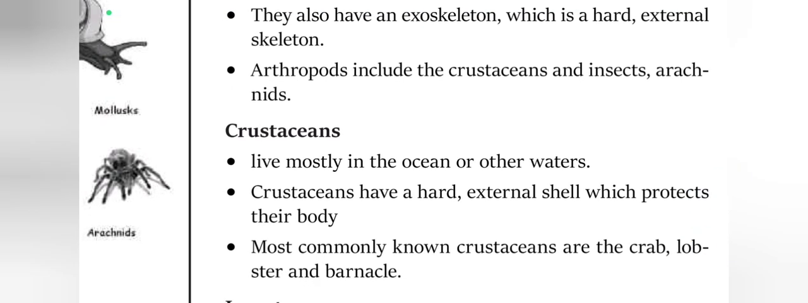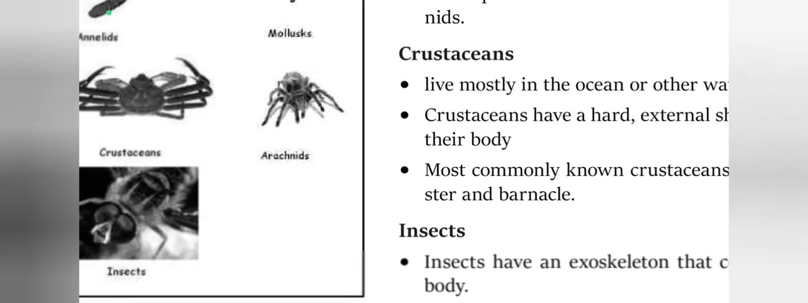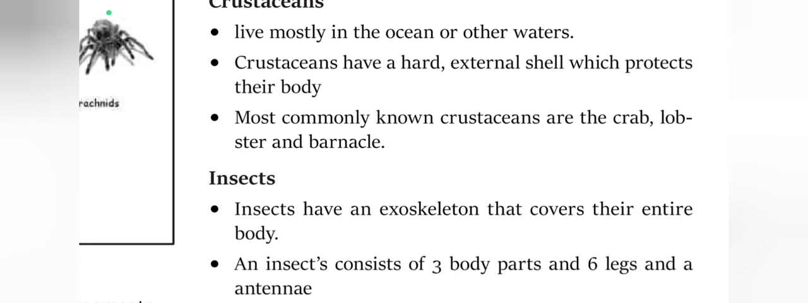Okay, look at the definition of crustacean. They live mostly in the ocean or other waters. Crustaceans have a hard external shell which protects their body, right? The most commonly known crustaceans are crab, lobster and barnacle.